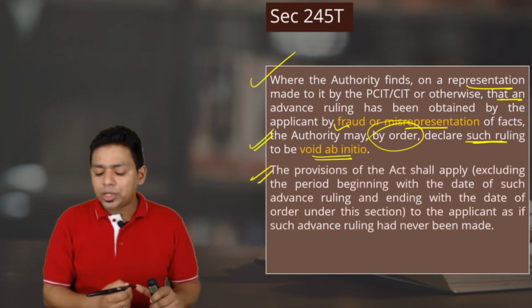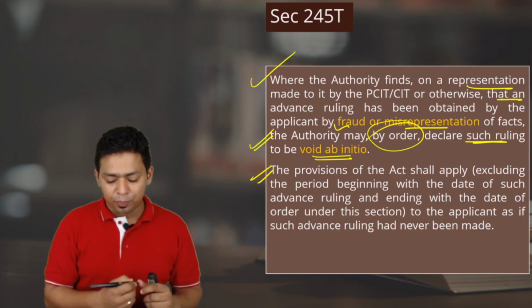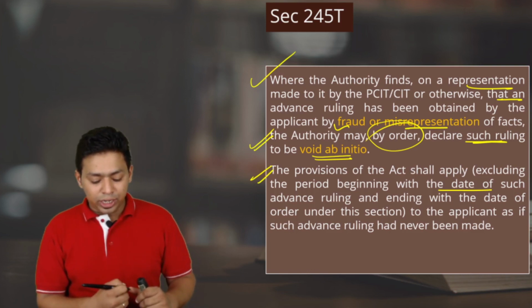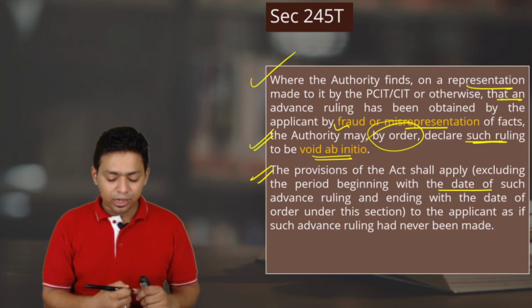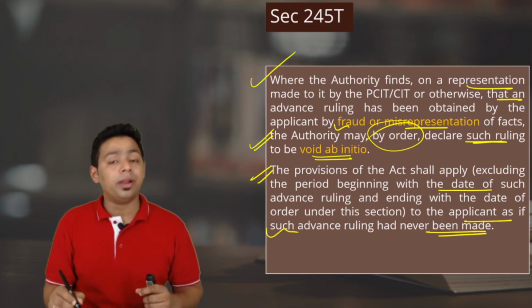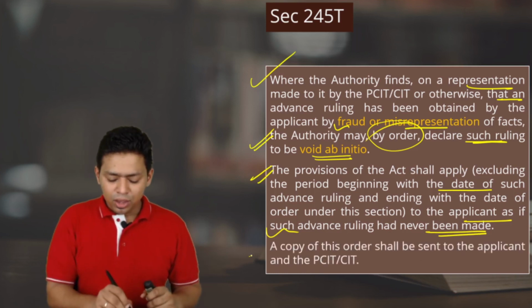The provisions of the Act shall apply. Obviously, after this, normal provisions will apply, excluding the period beginning with the date of such advance ruling and ending with the date of the order under this section to the applicant, as if the advance ruling had never been made. So we will assume that the advance ruling was not applicable. A copy of the order shall be sent to the applicant and PCIT.